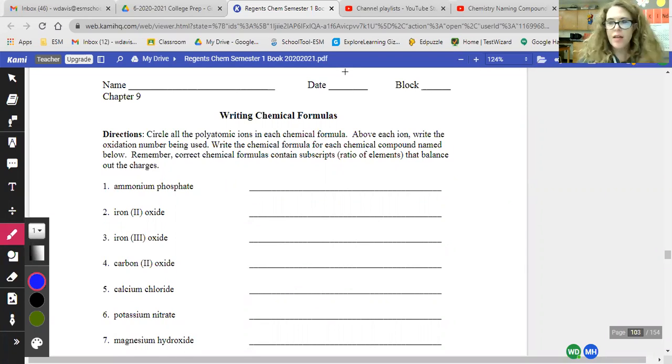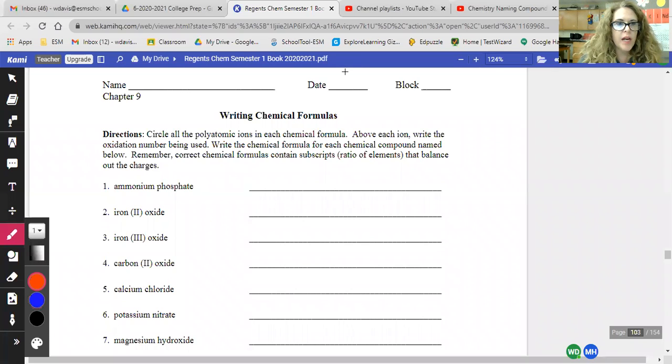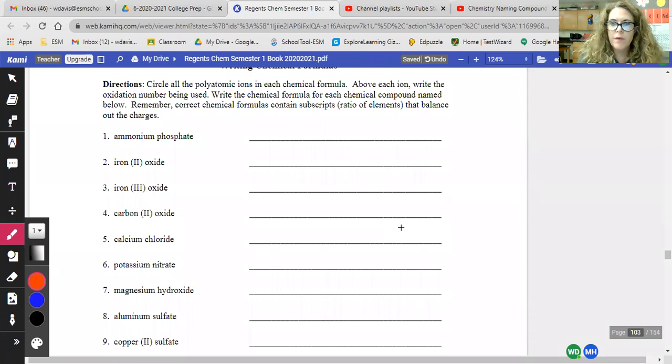We're continuing on in our formulas writing and naming practice. We're on page number 103. Let's get started with our practice. This is going to be a little bit more formulas that are mixed.